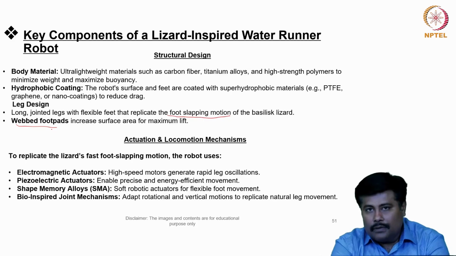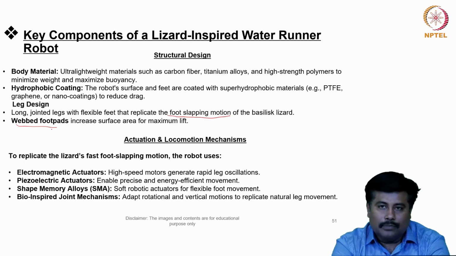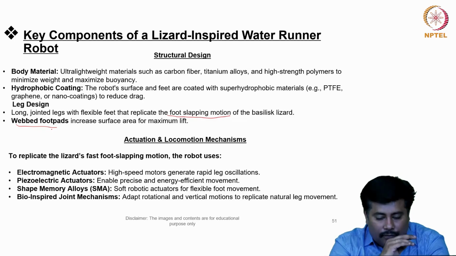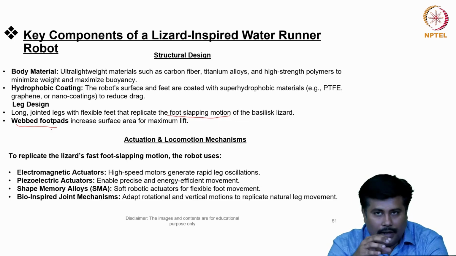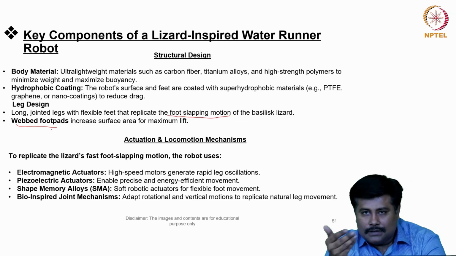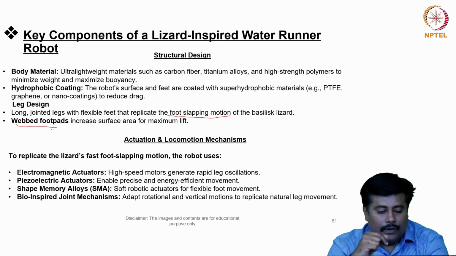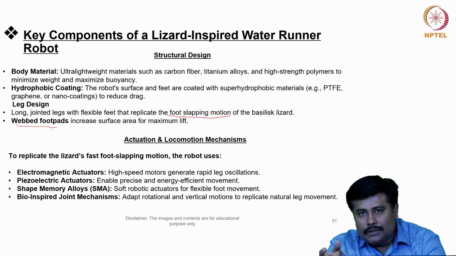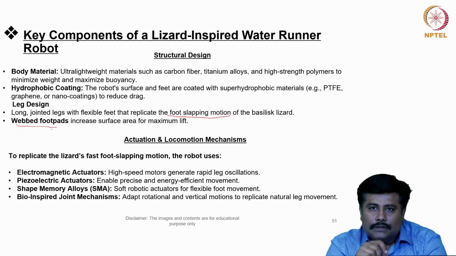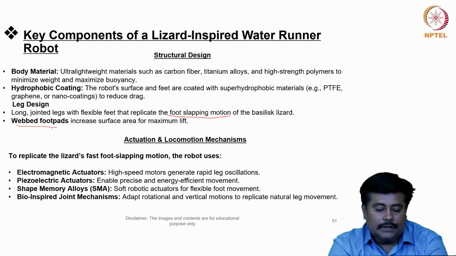Now, when we look into the actuation and locomotion mechanism, to replicate the lizard's fast foot slapping motion, different types of actuators are used. Ideally, based on the energy density, appropriate actuators are taken up. So we have the electromagnetic actuators. These electromagnetic actuators are high-speed motors which generate rapid leg oscillation.